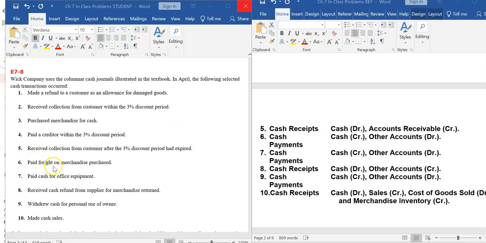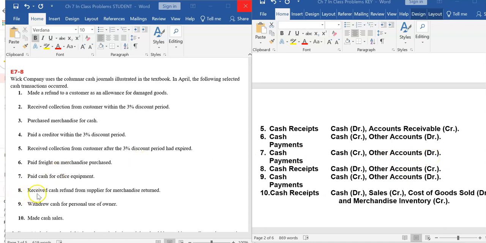Number 6, we paid freight on merchandise purchased. This was a payment, so it will go in the cash payments journal, crediting cash for the amount of the cash payment. And because there is not a specific column for freight cost or for inventory, we will be using the other accounts debit column. Number 7, we paid cash for office equipment. Again, it's a cash payment, so we'll be using the cash payments journal, crediting cash for the amount of the cash payment. And if there's not a specific column that addresses office equipment, we will need to use the other accounts column, debit.